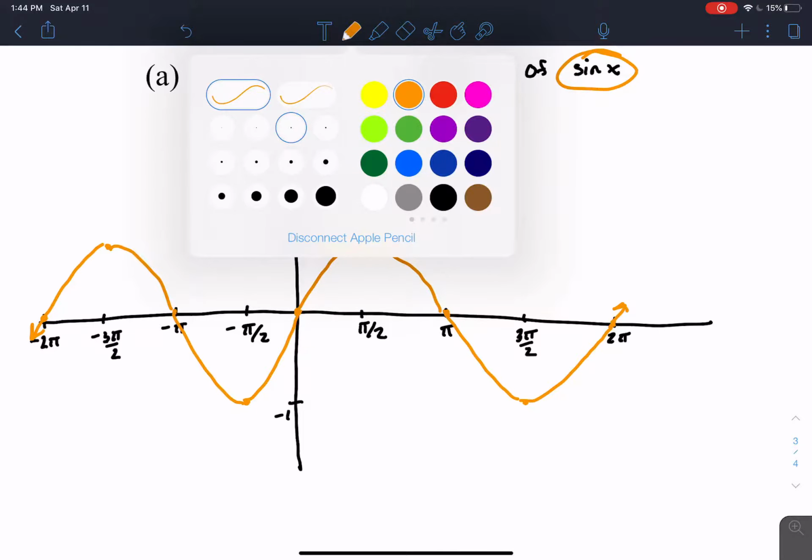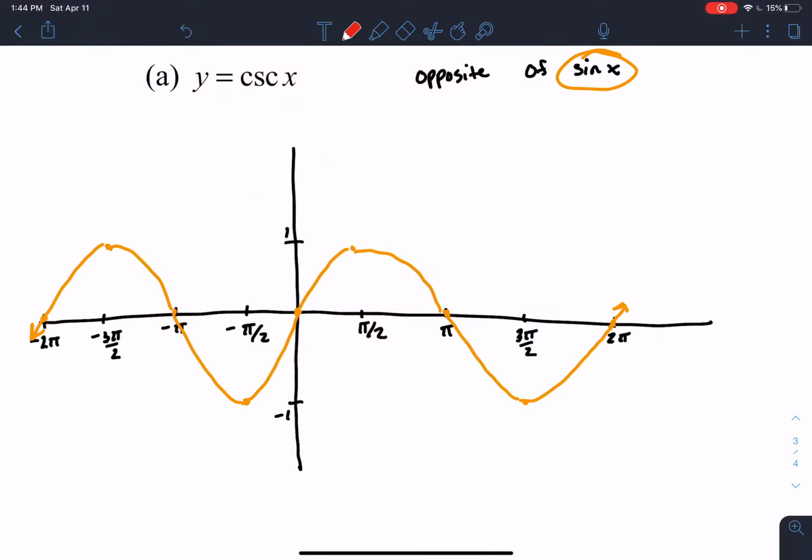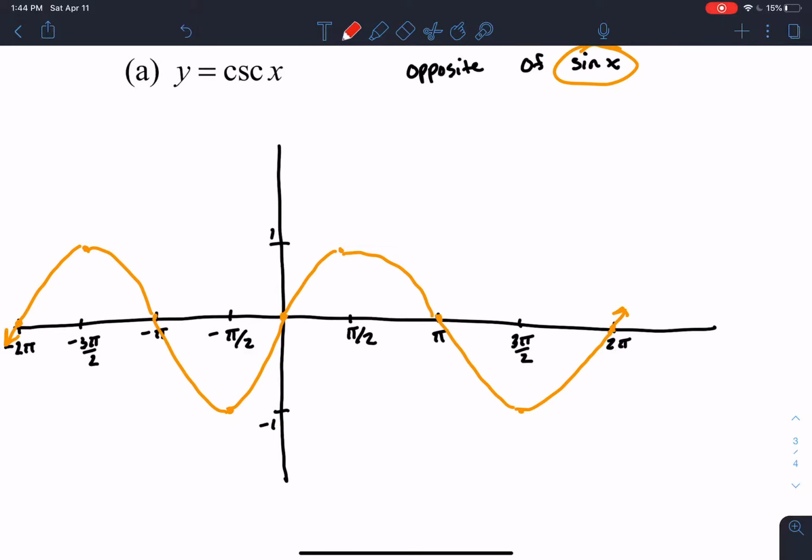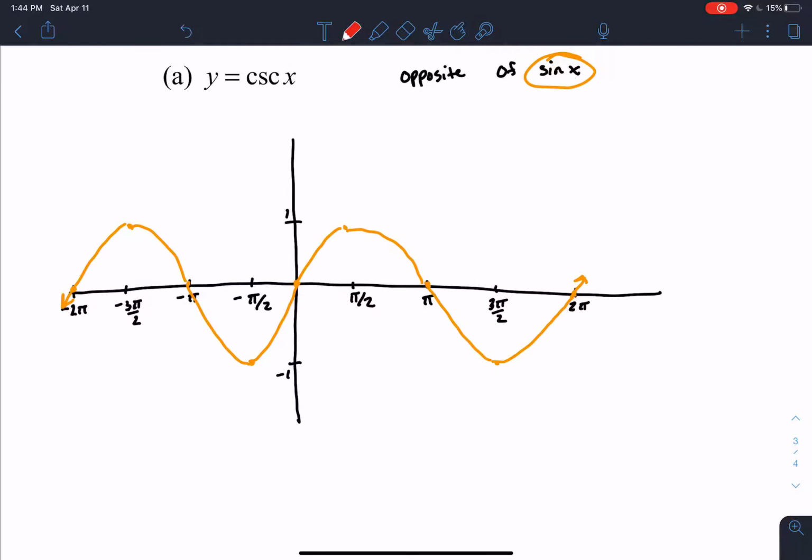Now cosecant of x is just the opposite of sine of x. It's the reciprocal of sine of x. So if my value for sine of x, say here at 0, is 0, the reciprocal is 1 over 0, which doesn't exist. So anywhere you have a value of 0, you're going to draw an asymptote, because 1 over 0 is undefined. Anywhere I see a value of 0 becomes an asymptote for cosecant.